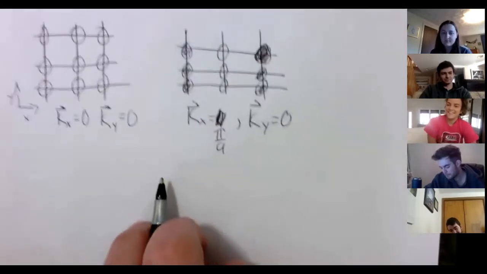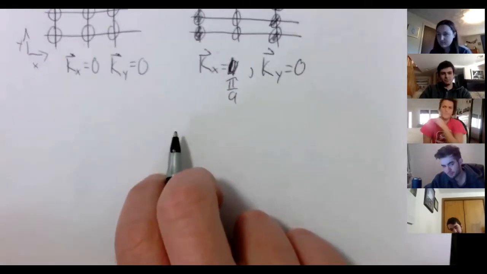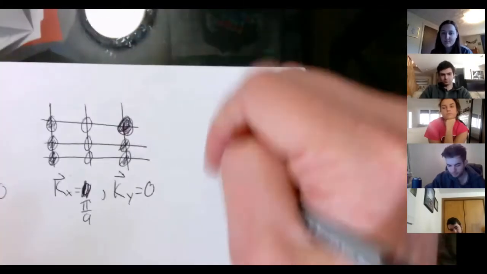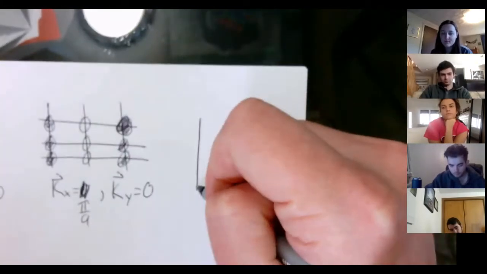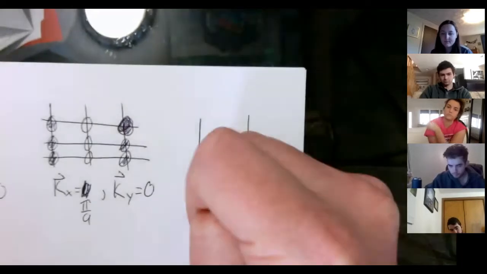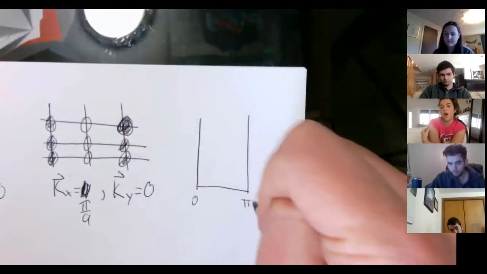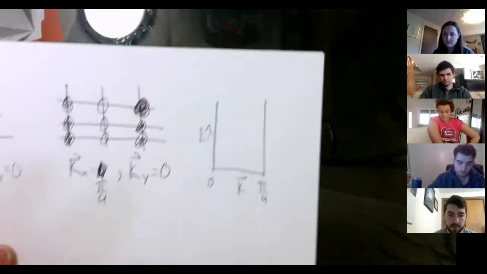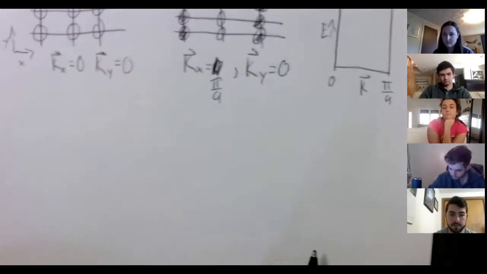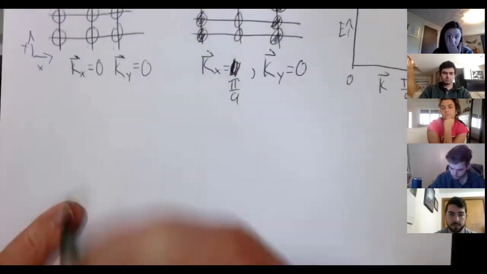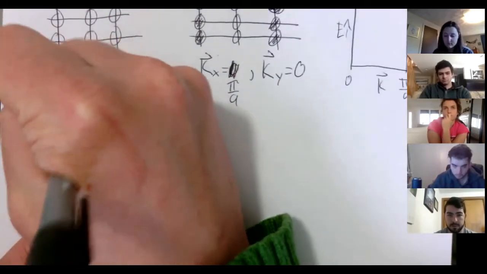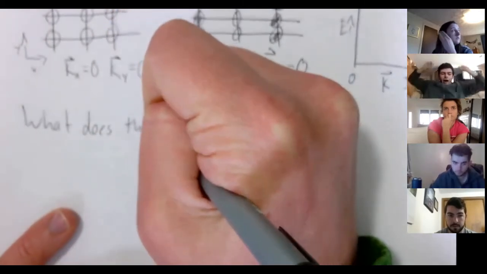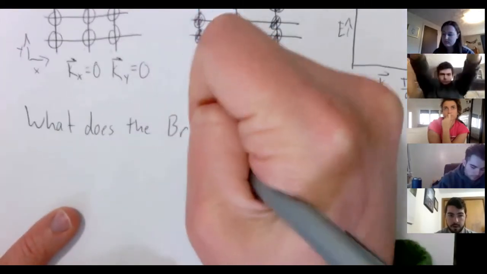Okay, so let's talk about that first Brillouin zone. The Brillouin zone for a one-dimensional system was just where you had unique values of k. It went from zero to pi over a for our 1D system. But things are a bit more complicated in multiple dimensions. So we're going to say, what does the first Brillouin zone look like?